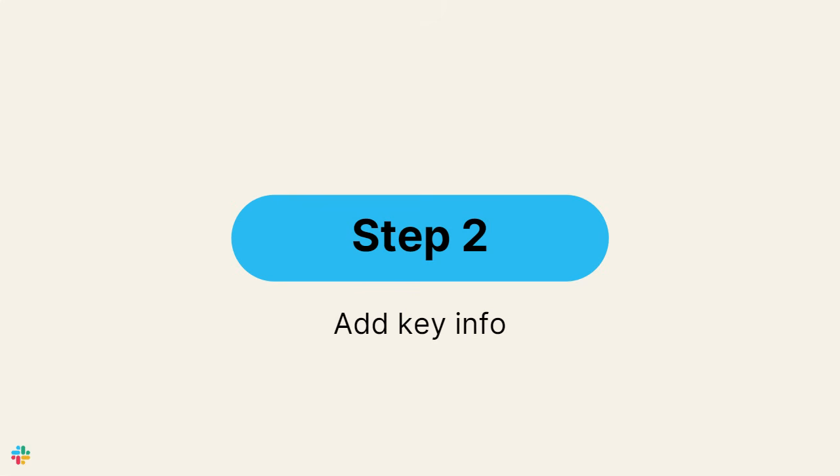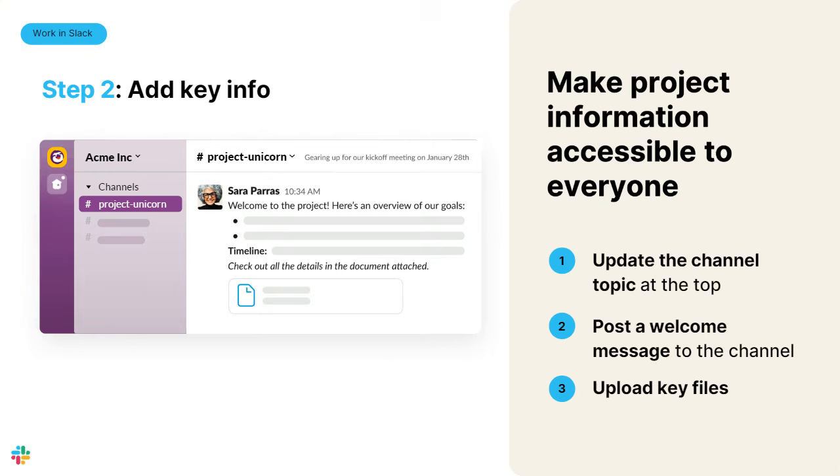Okay, so now that we understand the purpose of a channel, step 2 in our Slack for Projects journey is making sure that you've added key project information. So let's say you're kicking off your project. Before you add in your team members, it's really important to add key information to help give context and ground people as to why they are being added to this channel in the first place. Think of it as you are putting down the welcome mat before welcoming people into your home.